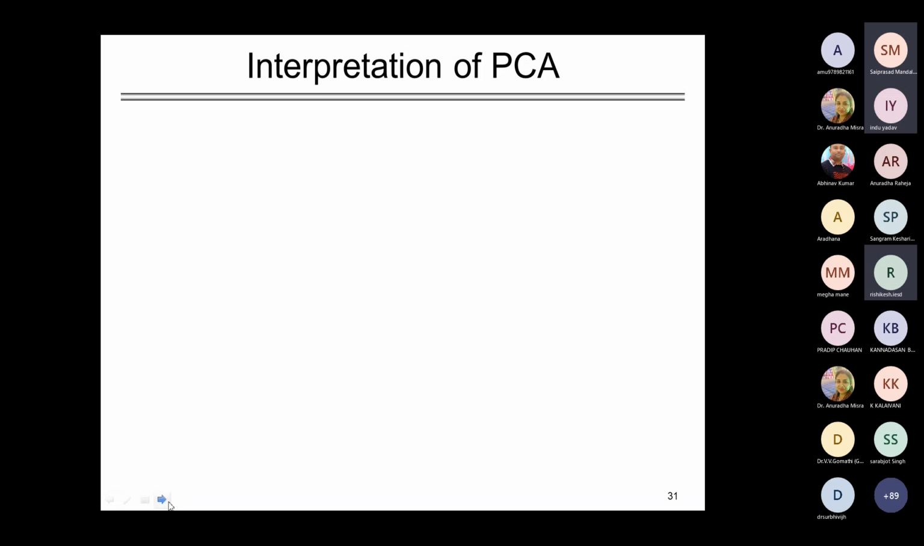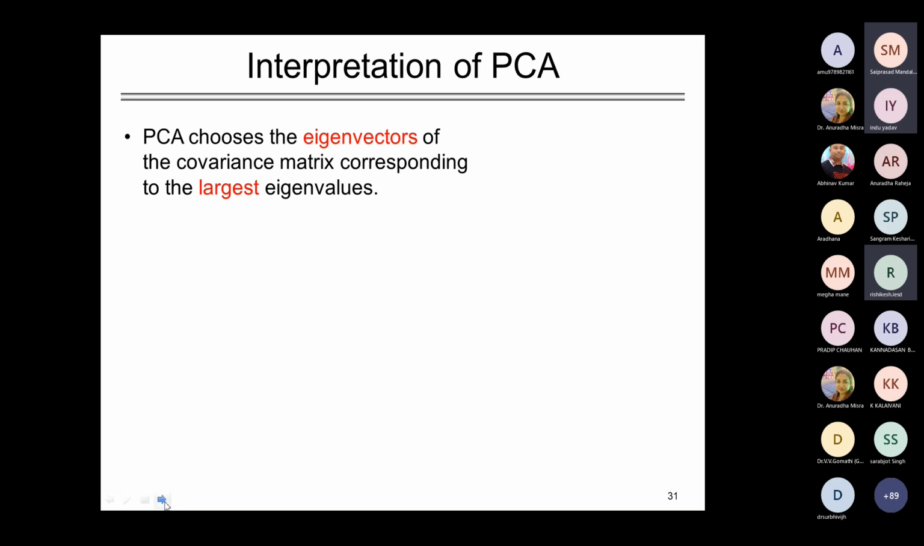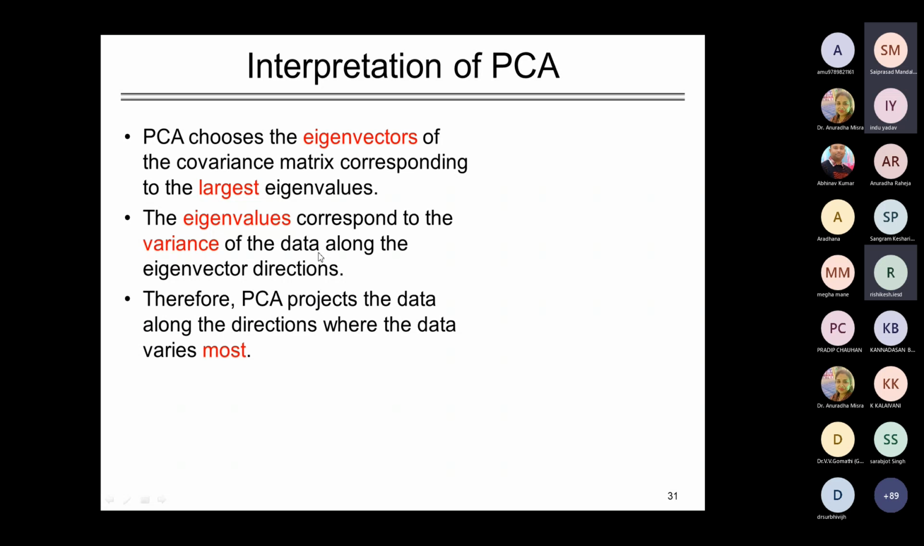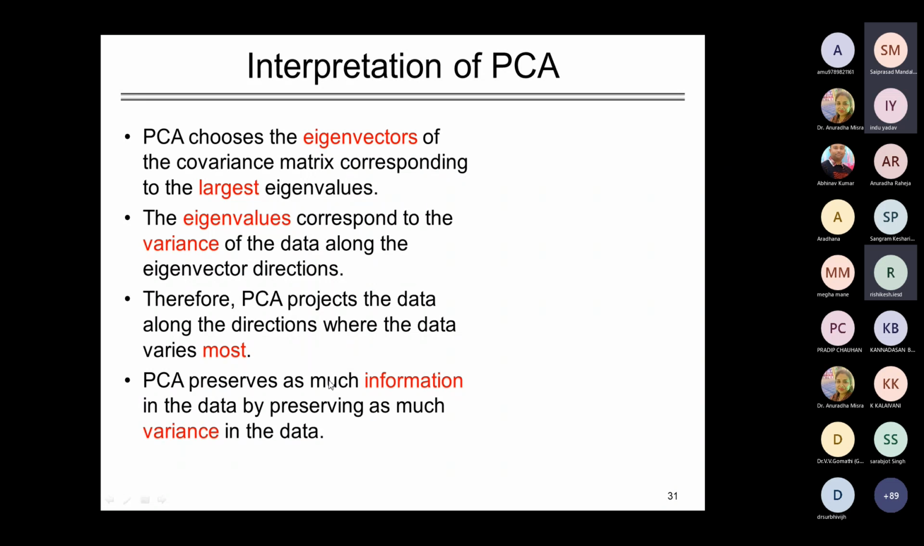Now the interpretation of PCA: it chooses the eigenvectors of the covariance matrix corresponding to the largest eigenvalues. The eigenvalues correspond to the variance of the data along the eigenvector directions. Therefore, PCA projects the data along the directions where the data varies most. PCA preserves as much information in the data by preserving as much variance in the data.